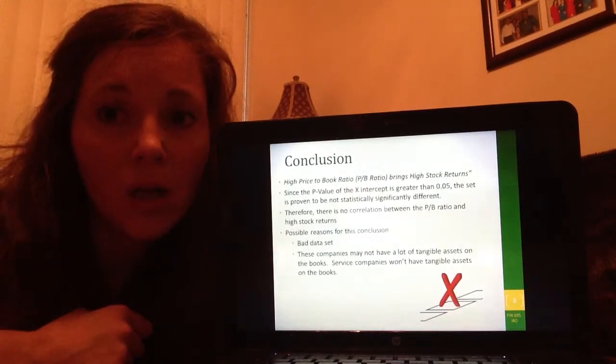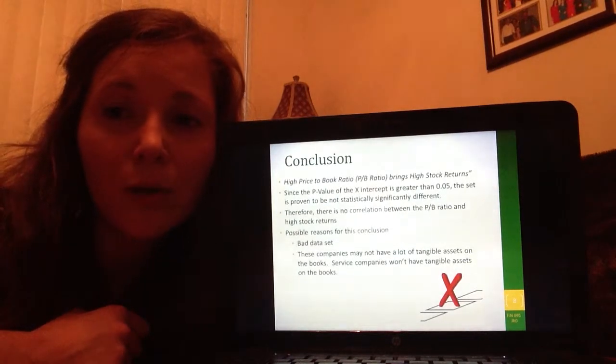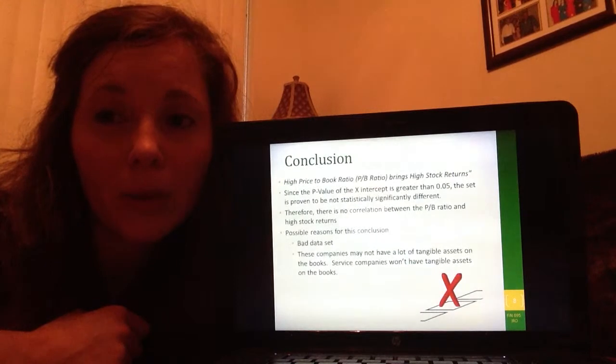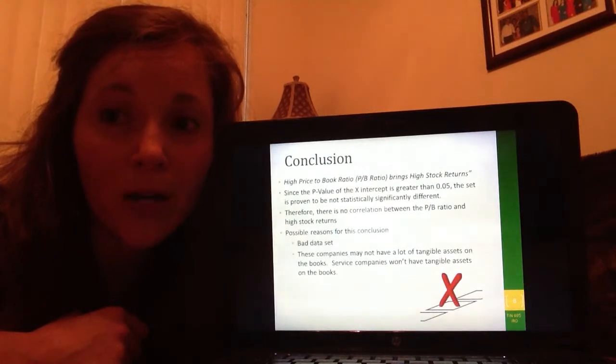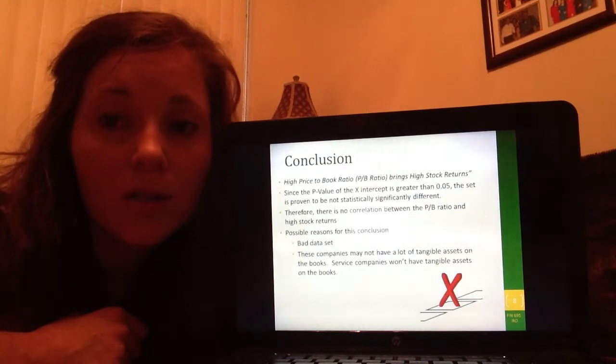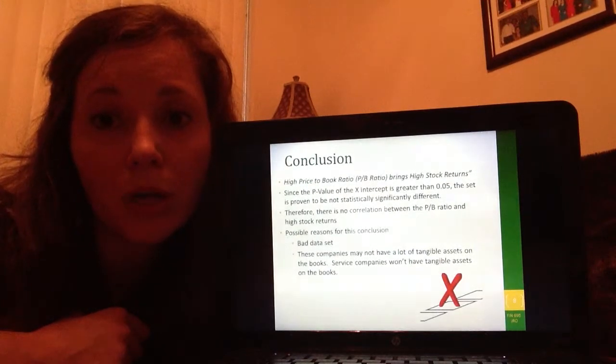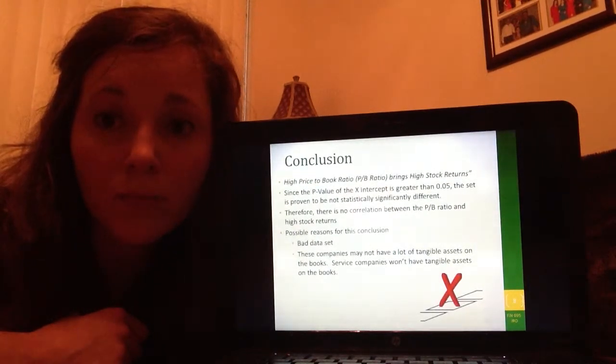So in conclusion, regarding the hypothesis that a high price-to-book ratio brings high stock returns: my p-value of the x-intercept, the number that was highlighted on the previous slide, which equaled 0.254, is greater than 0.05. That says that we're not statistically significantly different. So in other words, there's no correlation between the price-to-book ratio and high stock returns.